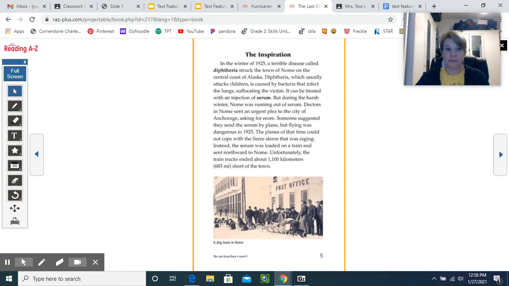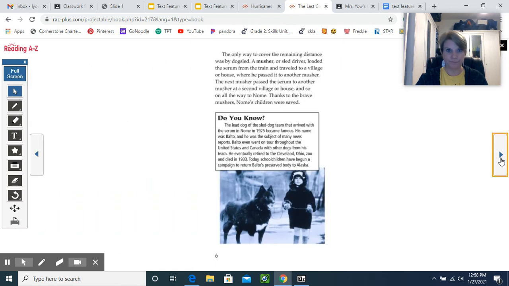I don't know what those words mean, so I'm hoping this book's going to have a glossary at the end so I can look up what those words mean. But know that they're bold, so they're important.